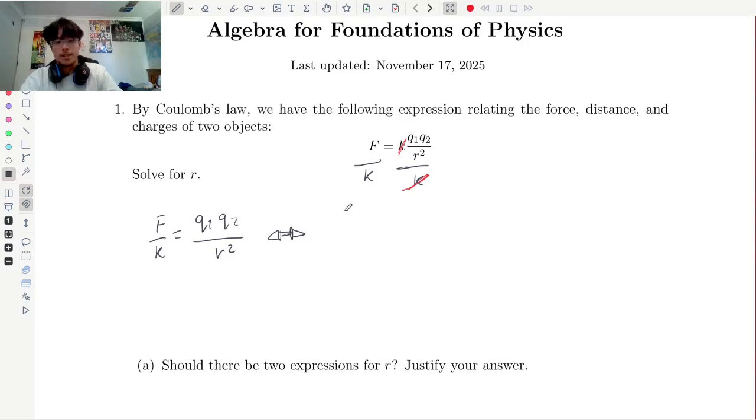In other words, I would do force on k to the power of -1 equals q1 q2 over r squared to the power of -1. You notice that since I'm doing power of -1 to both sides, I'm not actually changing the equation. Everything is still the same, and I'm allowed to do this.